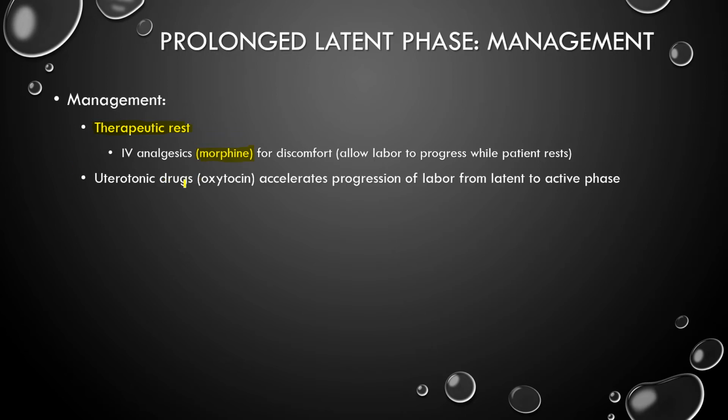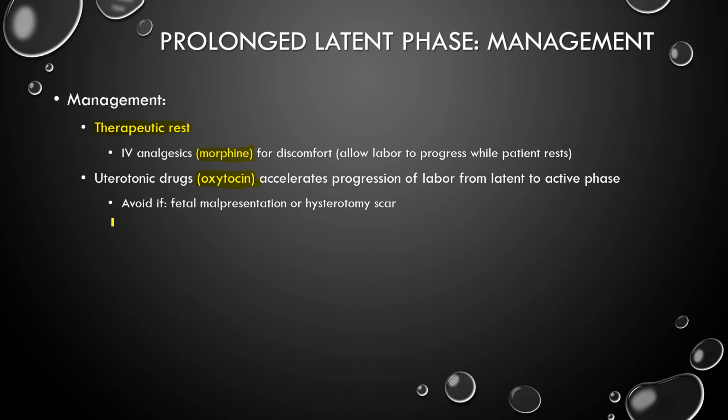Uterotonic drugs can also be given. Oxytocin is a natural hormone in the body that allows for uterine contractions. But if that's not converting the cervix into the active phase and it's still stuck in the latent phase, you need to give exogenous IV oxytocin to activate uterine tone and cause more contractions and accelerate the progression of labor. And this is a very effective treatment to go into the active phase.